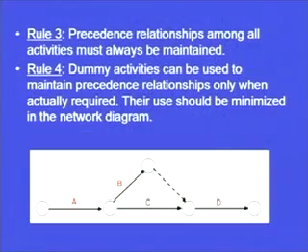Now, fourth point says dummy activities can be used to maintain precedence relationships only when actually required. Their use should be minimized in the network diagram. So, I mean to say here is that we should not be too liberal with the use of dummy activities. So, wherever a little bit of problem is there, we cannot incorporate a dummy activity. So, the total number of dummy activities within the network should be as minimal as possible.